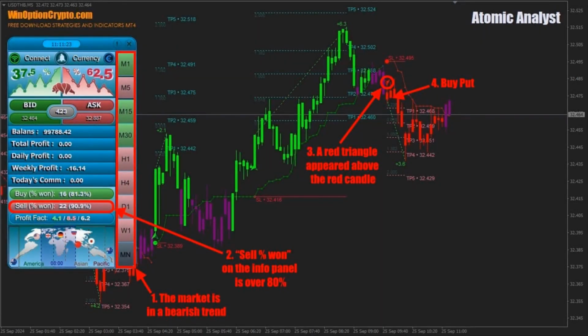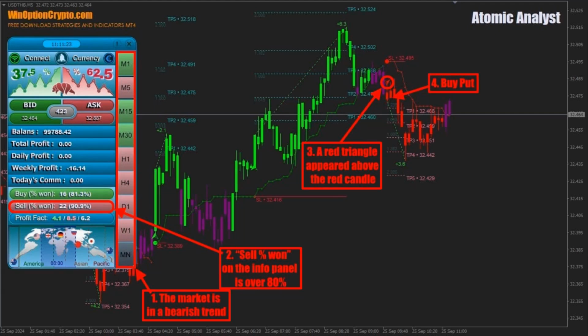To open the put option, you need to, first, make sure that the market is in a bearish trend. Most time frames on the trend meter are red. Second, the sell %1 value on the info panel is above 80%. Third, a red triangle has appeared above the red candle. And fourth, at the opening of a new candle, we buy the put option.